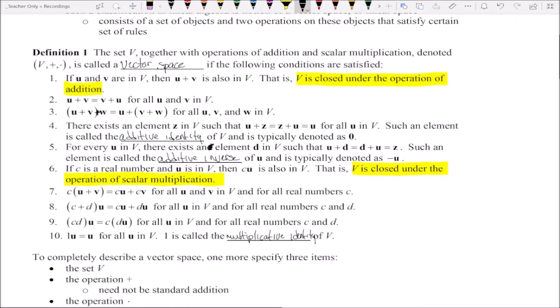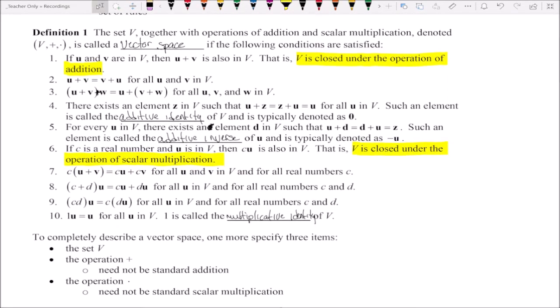To completely describe a vector space, one must specify 3 items. We must specify the set V that we're working with. We must define the operation plus, and this does not need to be standard addition. And we must also specify the operation dot. And again, this does not need to be the standard scalar multiplication.